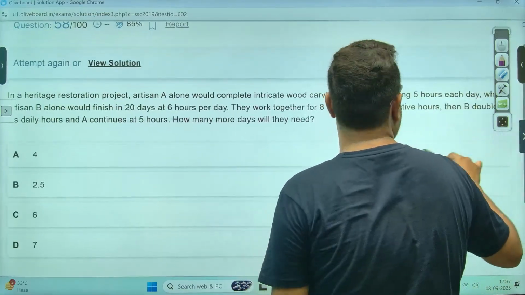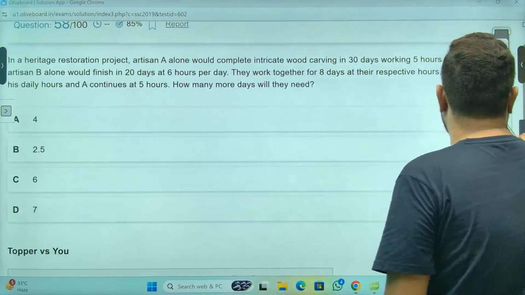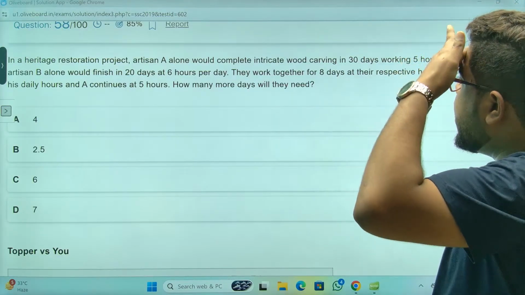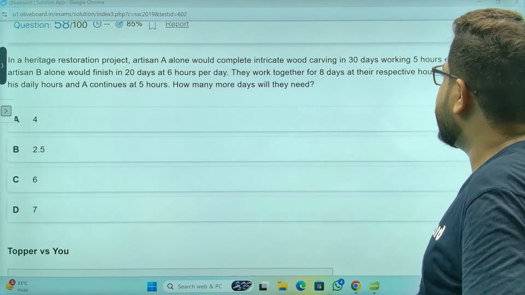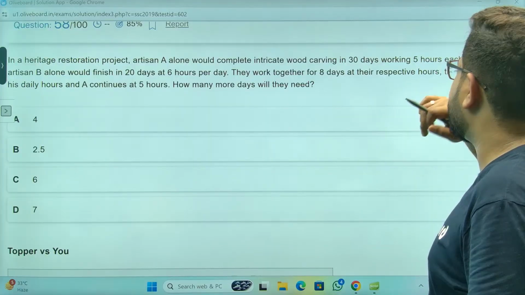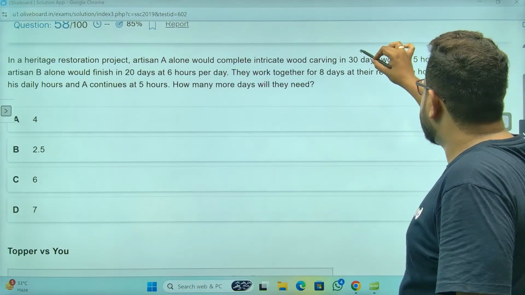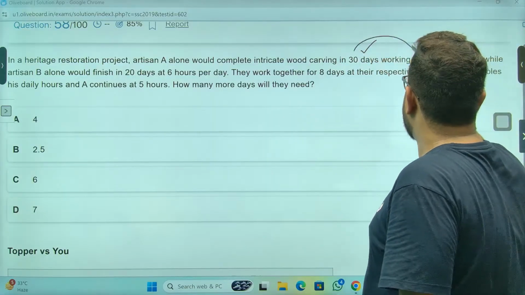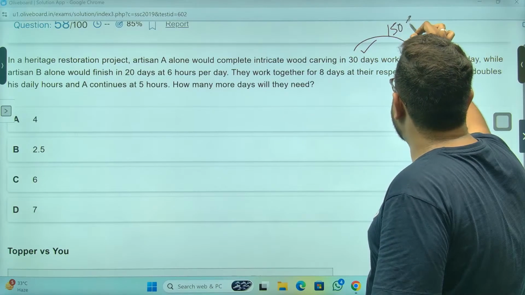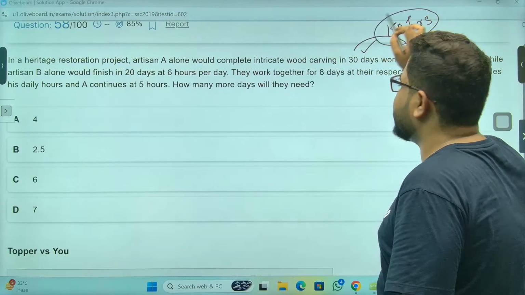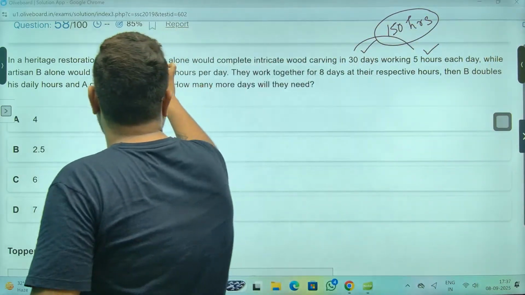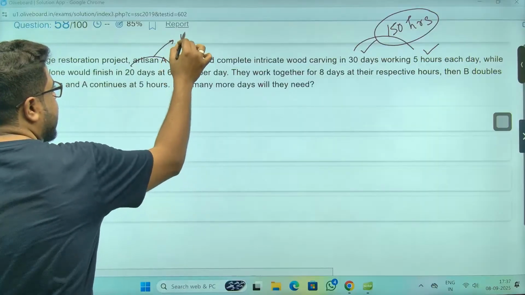Chalo. Time and work question. In a heritage restoration project, artisan A alone would complete intricate wood carving in 30 days, working 5 hours a day, meaning 150 hours, sir. Don't keep it like this. Always take it into 1 unit. Artisan B would finish 6 into 20, that means 120 hours.